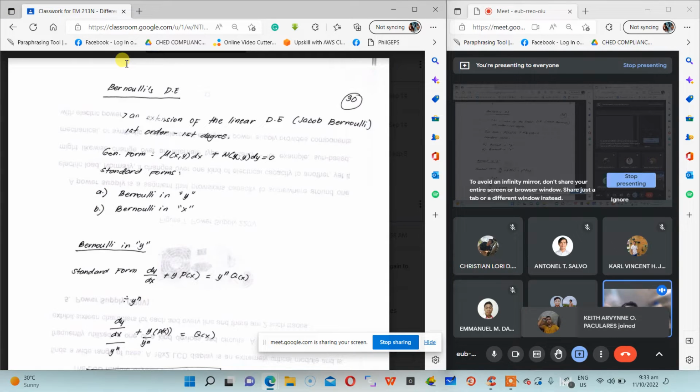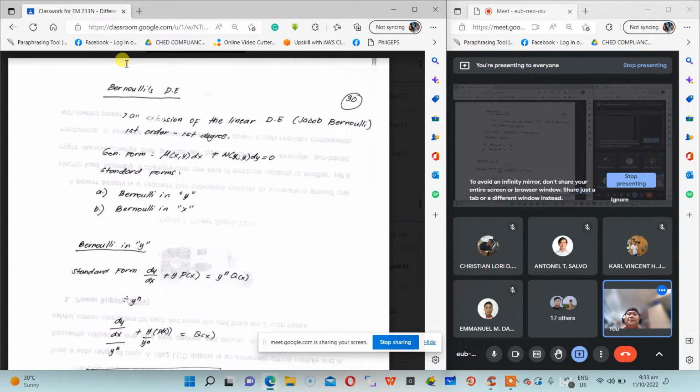Okay. So what is Bernoulli differential equation? Anyone? "Extension of linear, sir." Okay, it is an extension of linear, as what our lesson states. This is an extension for linear differential equations, or this is a lesson that solves a problem that cannot be solved by linear differential equation.